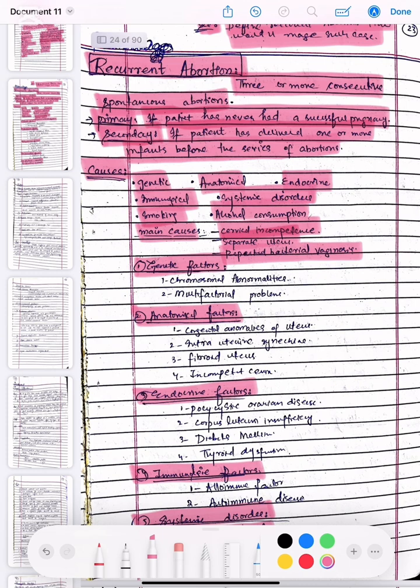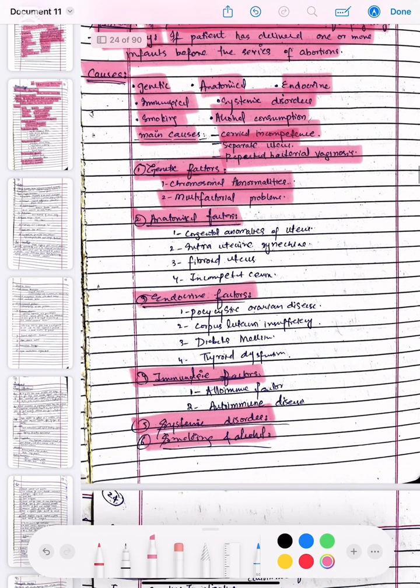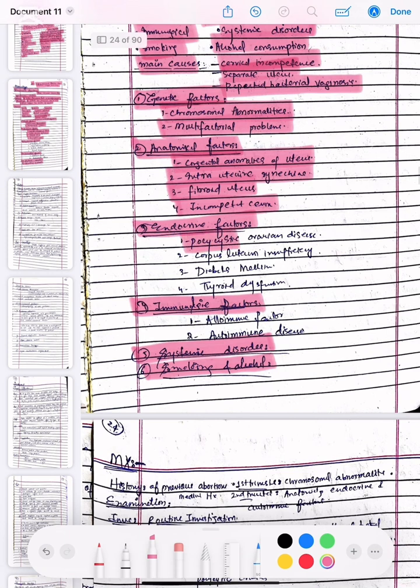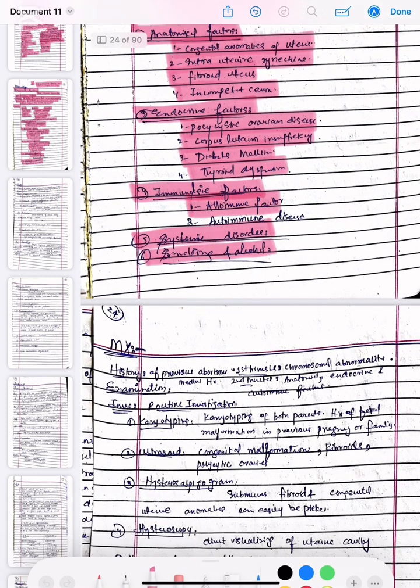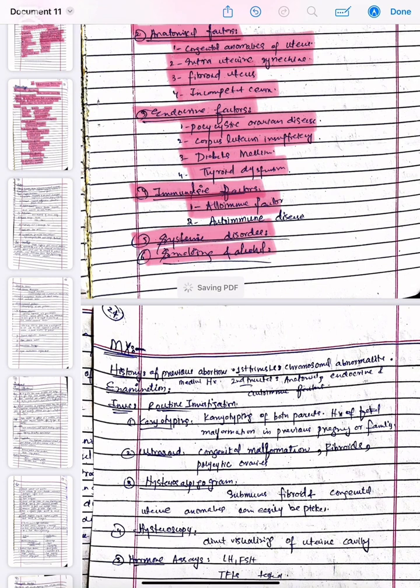The genetic factors are chromosomal abnormalities and multifactorial problems. The anatomical factors are congenital anomalies of the uterus, intrauterine synechiae, fibroid uterus, and incompetent cervix. The endocrine factors are polycystic ovarian disease, corpus luteum insufficiency, diabetes mellitus, and thyroid dysfunction. The immunological factors are alloimmune factor and autoimmune disease. And then the systemic disorders, and smoking and alcohol.